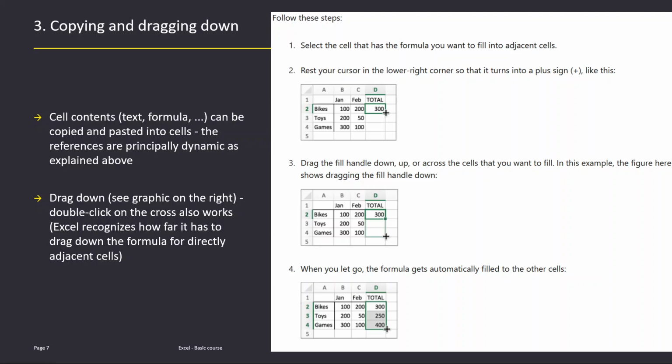And as I've told you, you can copy cells, but you can also drag them down. The references are also dynamic as before. As you can see on the right side, there is a small cross here, and you can drag it down. Or you can also double click on this cross, and Excel knows how far you want to drag your formula, for example, down.